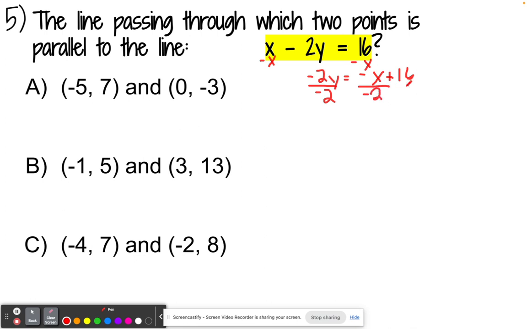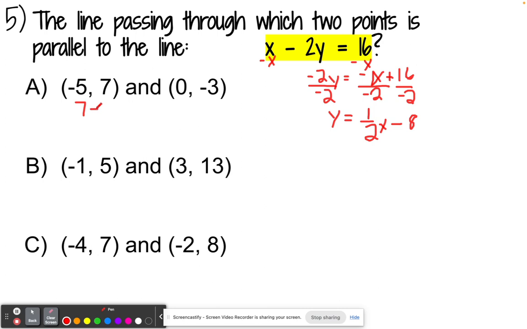Attacking parallel lines, so I'm looking for the same slope. So this is going to be y equals, negative over negative is a positive, and there's my invisible 1, so it's going to be 1/2 x. And 16 over negative 2 is negative 8. So I'm looking for a slope of 1/2. Well, let's look. All I need to know is what the slope of each of these will be, so I just need to use my slope formula.